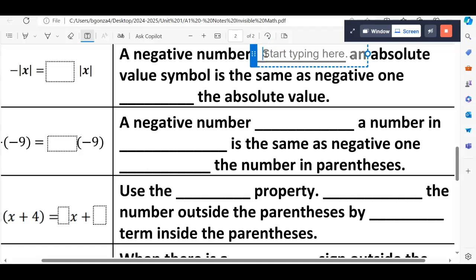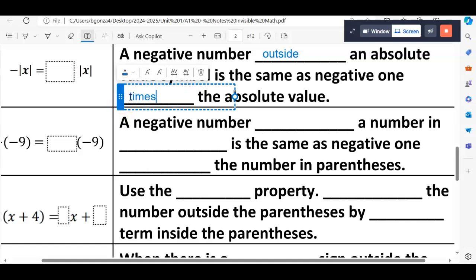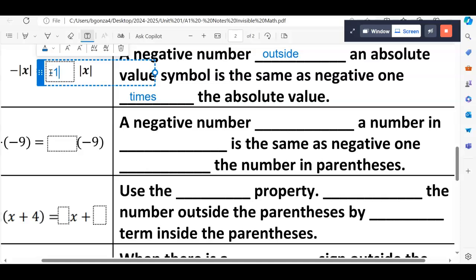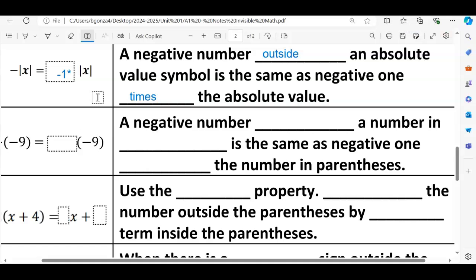Okay? So that being said, what if you have a negative number in front of an absolute value? If you have a negative number outside an absolute value symbol, it is the same as a -1 times the absolute value. Anytime there's a negative just hanging out front, that means -1 times whatever it is. And so sometimes I like to draw the 1 there. It helps me see it. So -1, and then you multiply.